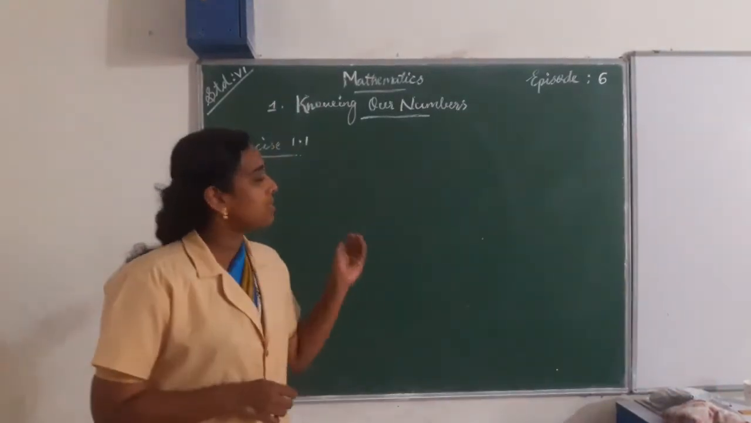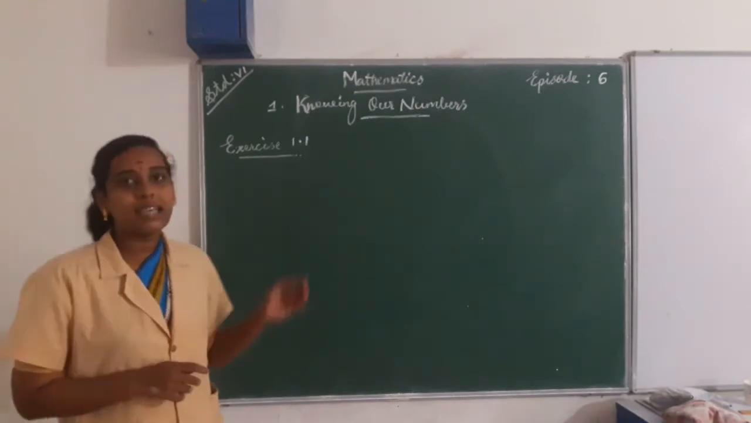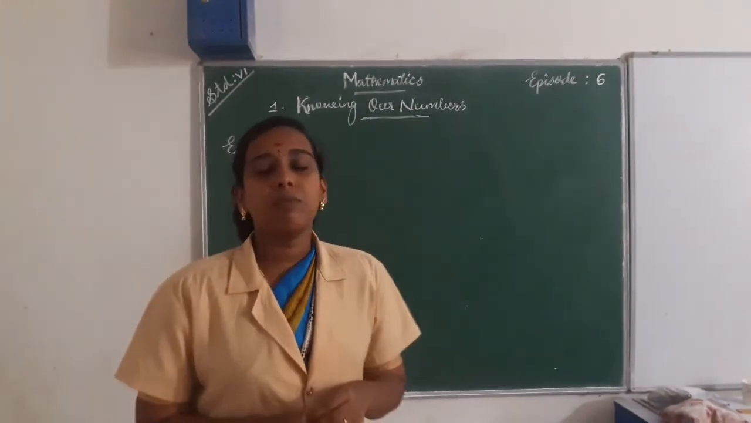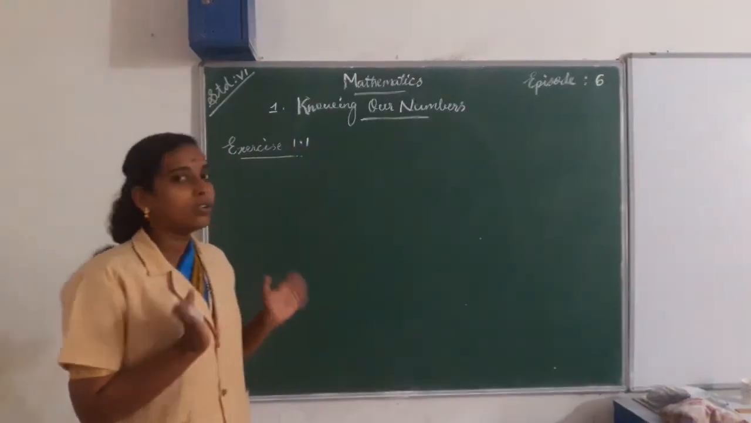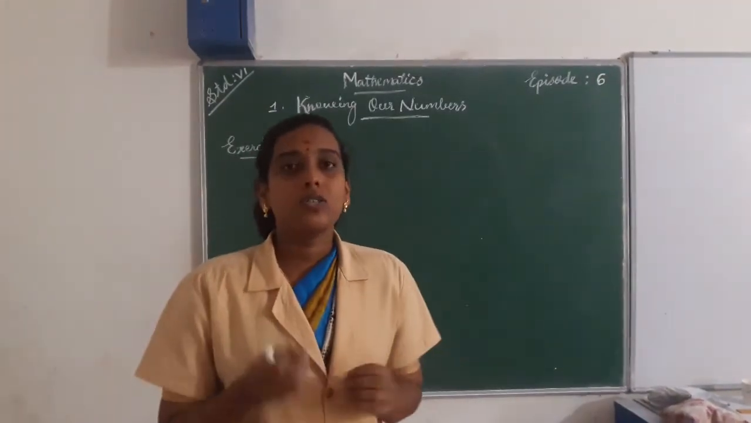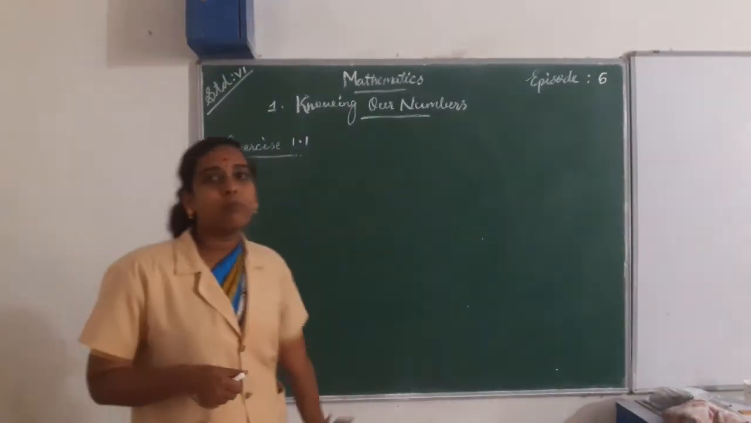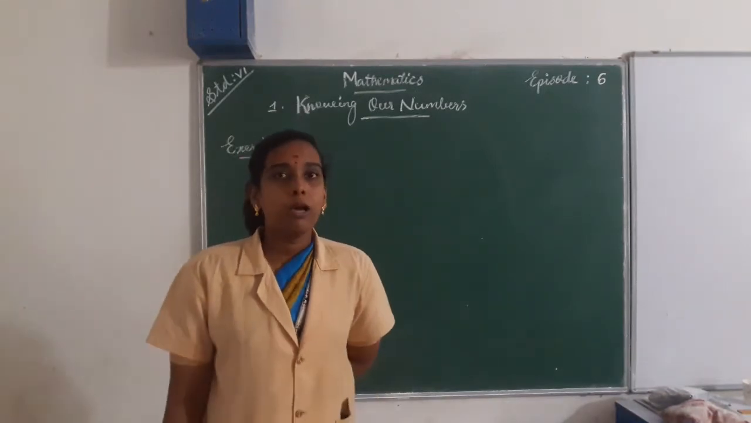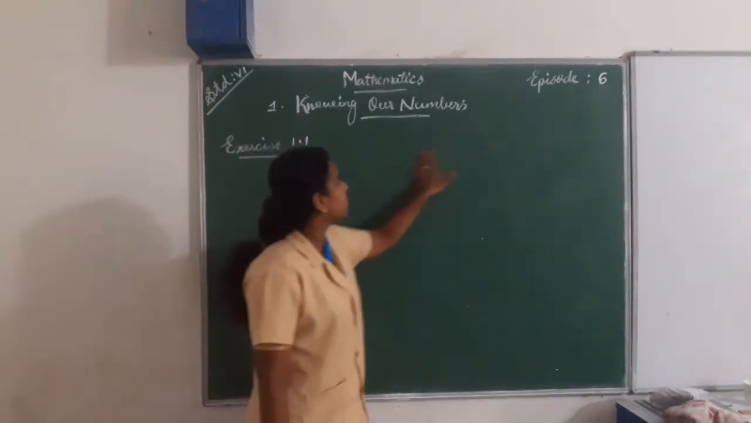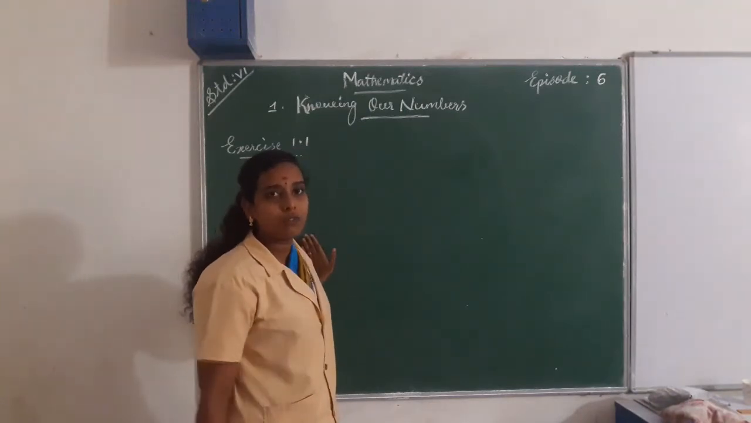In the previous class, we discussed Knowing Our Numbers, exercise 1.1, questions 1 to 4. Today we are going to solve the balance questions from exercise 1.1, that is from 5 to 12. Before that, I remind you that we also learned about some conversion of units.